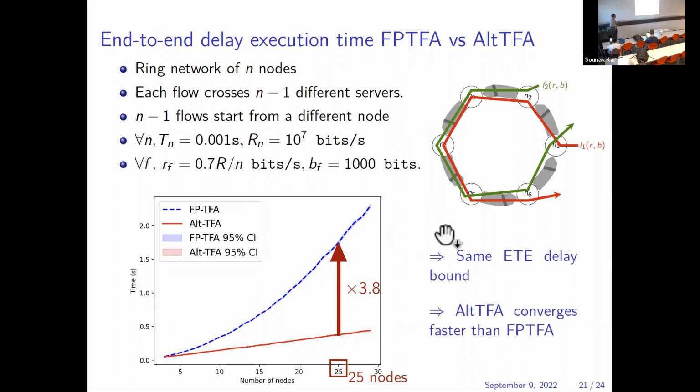As we have anticipated with the theorem, we obtain the same end-to-end delay bound. But we see that AltFA converges faster than FPTFA. This should be expected also because, as we use at each time the most recent value of D and Z, we should have a quicker convergence. And here in this example of a ring network of 25 nodes, we see that our algorithm goes 3.8 times faster than FPTFA.